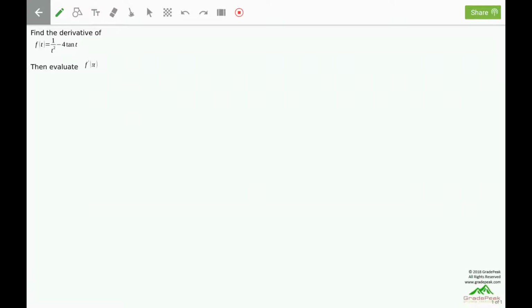Find the derivative of f of t equals 1 over t squared minus 4 tangent t. Then evaluate f prime of pi. F of t here is made up of the subtraction of two terms, 1 over t squared minus 4 tangent t. We can therefore take the derivative of each of the terms separately and combine the results by subtraction.